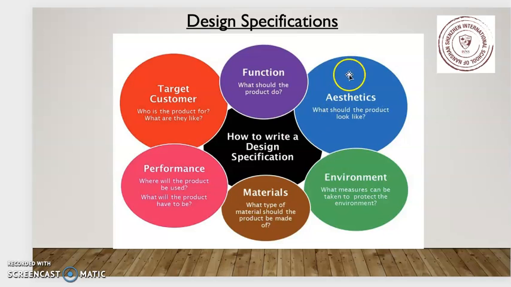For example, if you look at the box function, it's what the product should do. Aesthetics is a big word, but it just means how something should look. The environment: what measures can be taken to protect the environment, or also what environment the product is going to be used in. Materials: what is your project going to be made of? Performance: how will the project be used, and what will the product have to be? And then finally, the target customer: who are you making this design for?